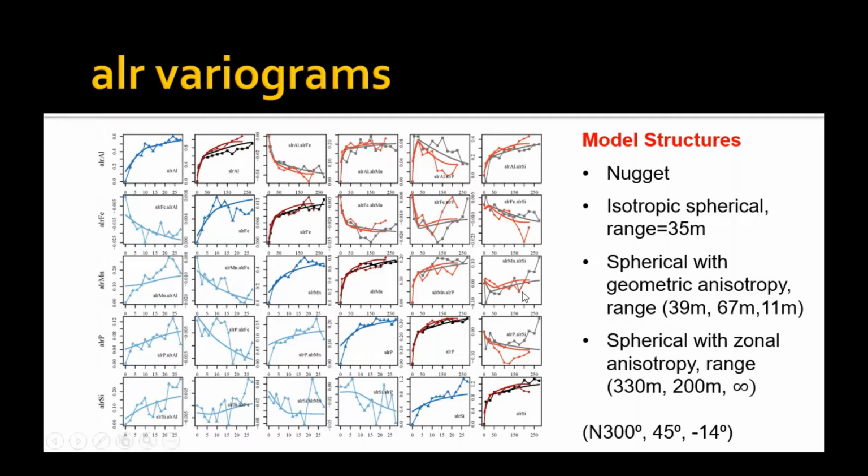And in order to get a reasonably good fit, this is me and my co-author on that particular paper, we needed some four structures. One describing the very short scale structure, and then several other spherical functions. Spherical variograms are cubic functions, essentially. One being isotropic, so in other words, the variability was the same in all directions. The other two had anisotropy, so we had varying behavior depending on the direction in the plane.